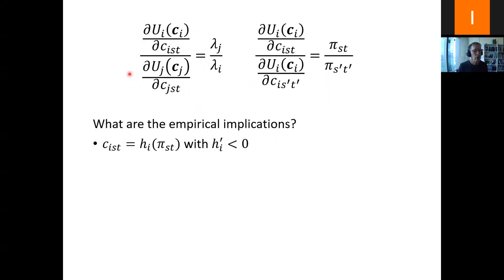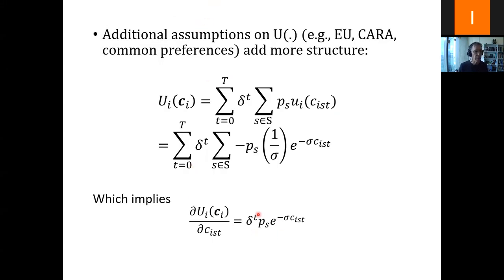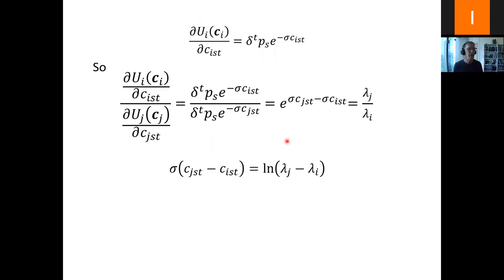Okay. So we can take our general empirical implications of an efficient allocation of risk, and we can specialize it. We can say, if the preferences look like this, then an efficient allocation of risk must mean that the ratio of the marginal utility of person i in state s at time t to the marginal utility of person j in state s at time t is just equal to this. And then the delta t's cancel out, the probability of the states cancel out, and we're left with just this, e to the sigma c_jst minus sigma c_ist are going to be equal to the ratio of our Pareto weights. And so we're left with just this. So if we take logs, we're left with this. That is, the difference between person j's consumption and person i's consumption is just fixed at the difference between their Pareto weights.